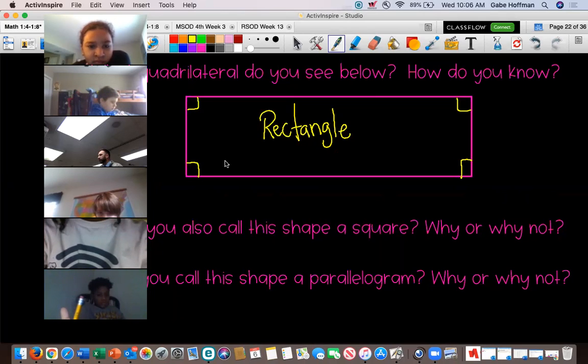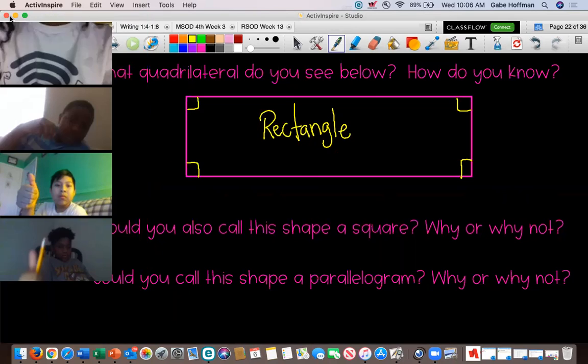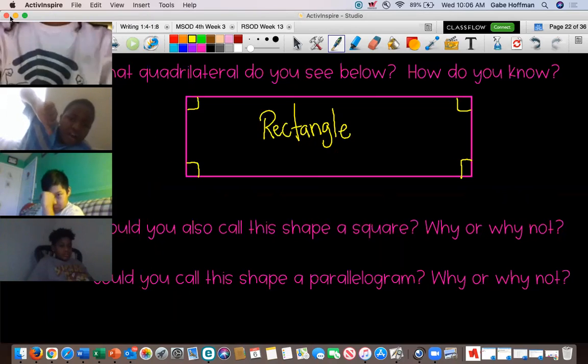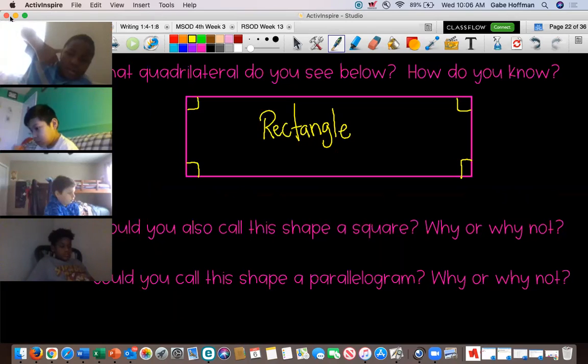I saw Asil and I saw Christian and I saw Cynthia do it. Asil, you immediately said thumbs down. Why can we not call that rectangle a square? Because a rectangle is different than a square. Why? What makes a rectangle different? Why could that not be called a square?